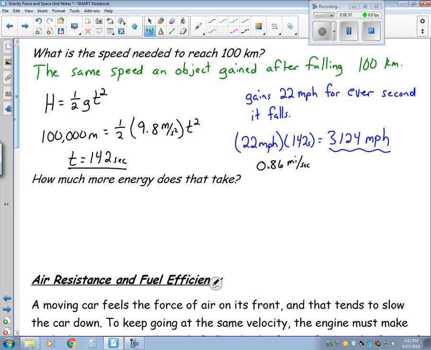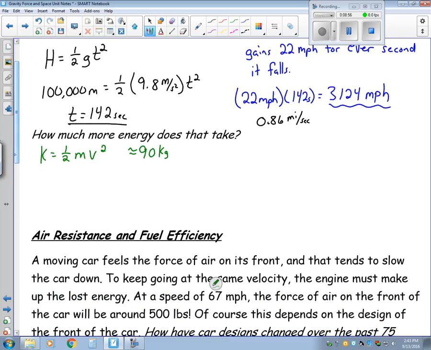The next question I might ask is, okay, how much more energy does that take? So, kinetic energy is 1/2 mass times velocity squared. So, let's use my mass. I am roughly 90 kilograms. That's going to change, I'm sure, but I'm right around 90 kilograms.